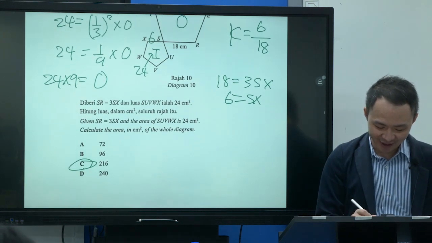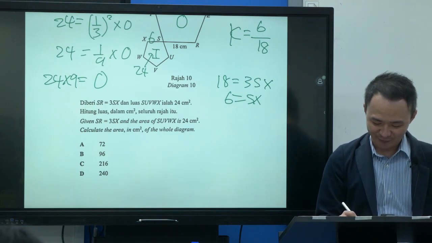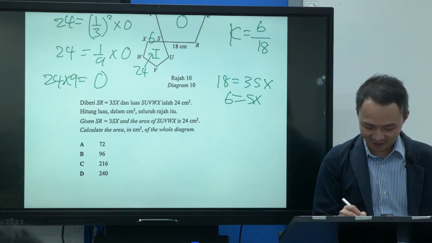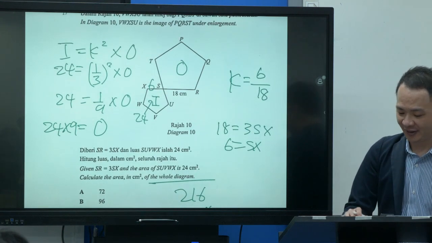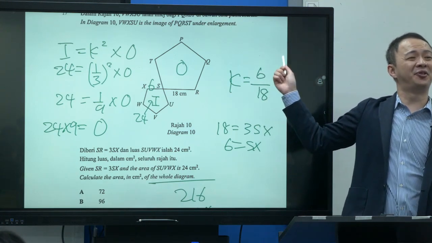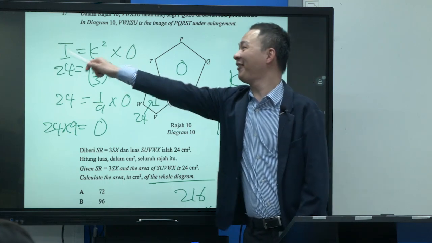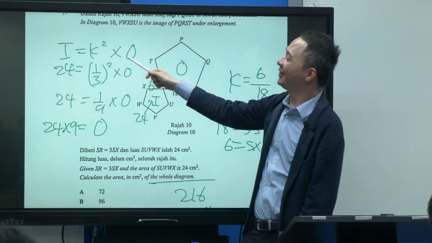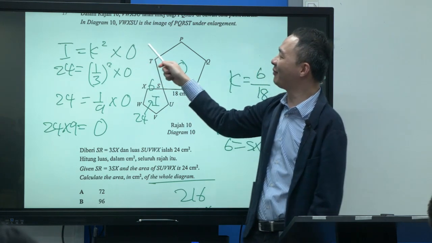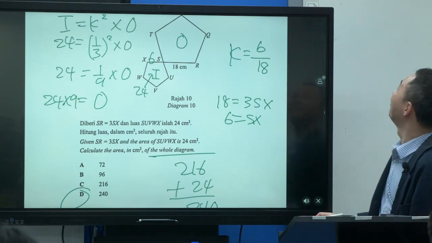Whole diagram, sorry. Whole diagram is 216 plus 24, 240, because they want the whole diagram. So you need to remember, image on the top, object at the bottom. Remember this formula also: area, luas bagi image, darab skew factor square, equals to skew factor square, darab luas bagi object. Is it some reminding things?